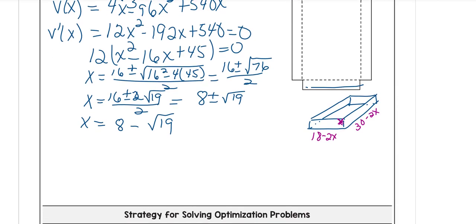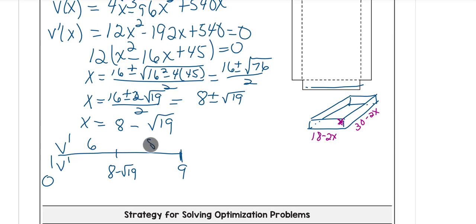Okay, so what do I do with that now? I am going to do my sign chart. So I have v prime and v, and I know I can't pass 9 and 0 over here, so here's 8 minus the square root of 19. So what I did is I used 6 on this side and 8 on the other because I'm going to be less than 8. And I used a calculator at this point, and I substituted 6 in and got a positive number, so I'm increasing. And when I substituted 8 in, I got a negative number, so I have a max here.